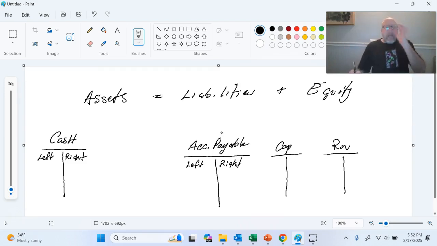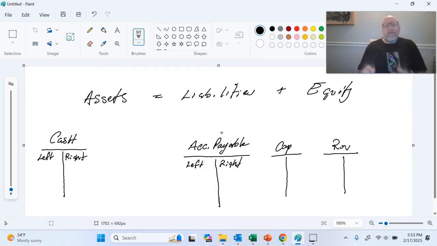Now, cash. What side of the accounting equation is cash? Is it on the left side or the right side? It's clearly an asset, so it's on the left side of the accounting equation. And therefore, we typically refer to cash as being a left side account. Meaning, if I want to add something to cash, I would add it to the left side of the T account.